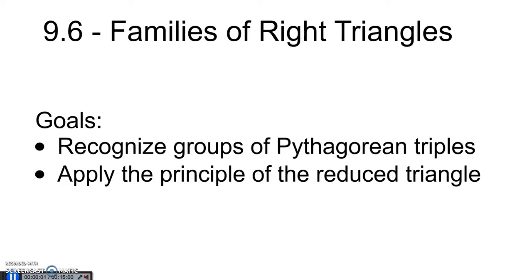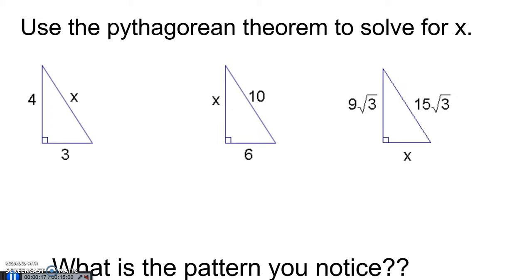Okay, today we're going to be talking about families of right triangles, and these are basically important groups of Pythagorean triples that we can use to help us solve for the missing sides of right triangles a lot faster. So before we actually get into the Pythagorean triples themselves, I want you to pause the video for a moment and use the Pythagorean theorem to solve for x for these three right triangles.